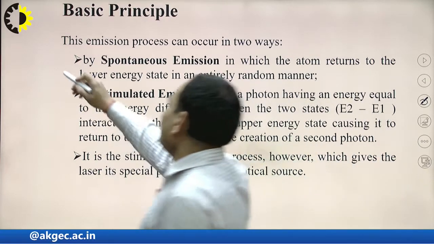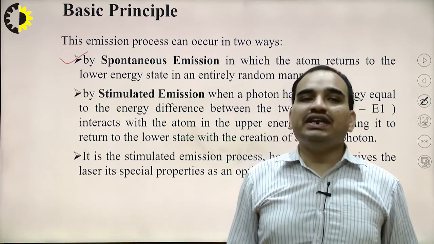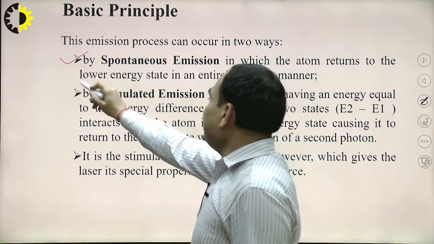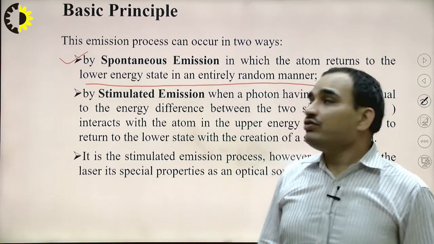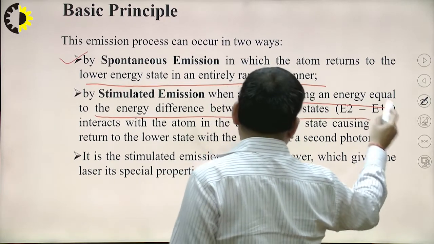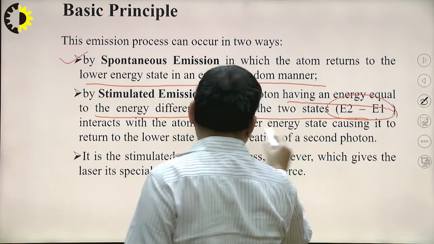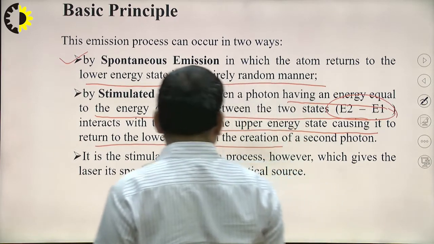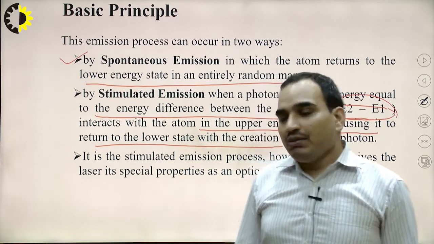The emission process can occur in two ways. We have two different methods of emission: either the spontaneous emission, which we have seen in the LED structure, where an atom returns to the lower energy state in an entirely random manner. In stimulated emission, a photon having an energy equal to the energy difference between the two states, that is E2 minus E1, interacts with an atom in the upper energy state, causing it to return to the lower energy state with the creation of a second photon. This is the stimulated emission process.